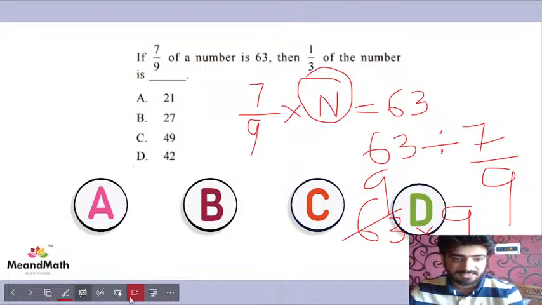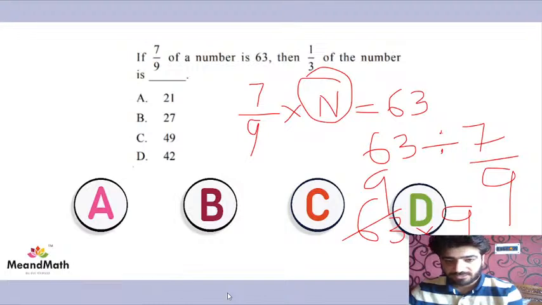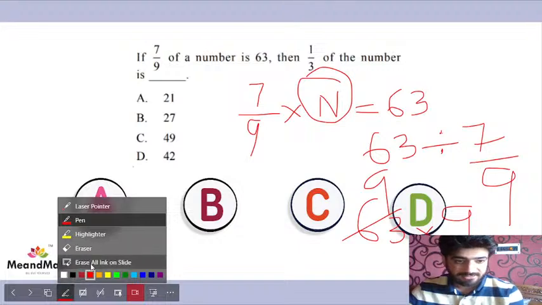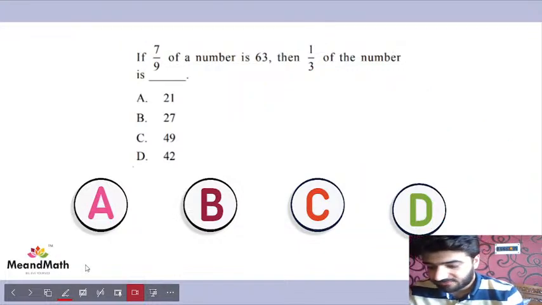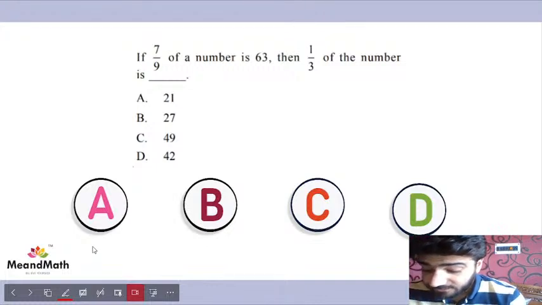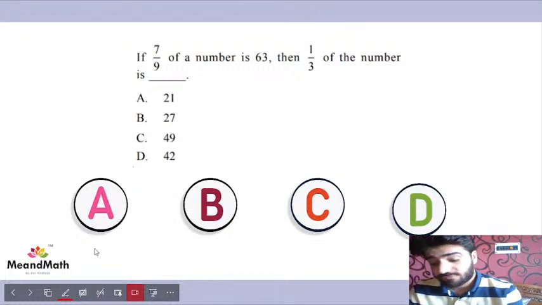I think you guys are correct. Okay, well done. 1 by 3 of 81, I think, is 27. Yes, indeed. And then that is how you'll find the correct answer. I think B is the correct answer, as all of you are saying. And I think you guys have understood what I'm saying, that if 7 by 9 of a number, that 7 by 9 of means multiply.